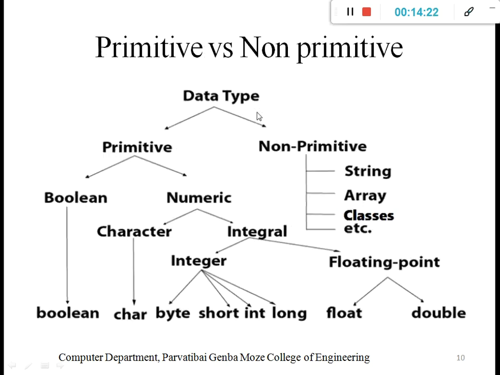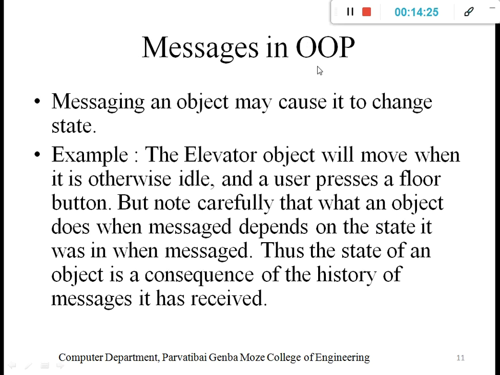Then the next concept is messages in object oriented programming. Simply consider one student and one faculty. These are two objects, or maybe two classes, communicating with each other. That is definitely done with message passing. The same concept is implemented in object oriented programming. Whenever objects communicate with each other, that is done with messaging.